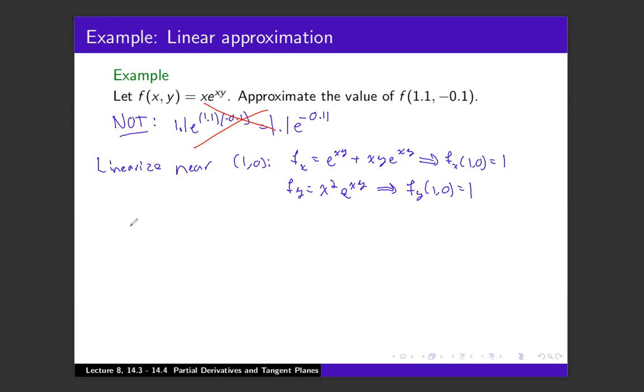So in this case, the linearization is very simple. Oh, that's the other thing, I need to actually figure out what f(1, 0) is, the little thing I forgot. f(1, 0) is 1 times e to the 0, that's just 1. Now we can talk about the linearization.